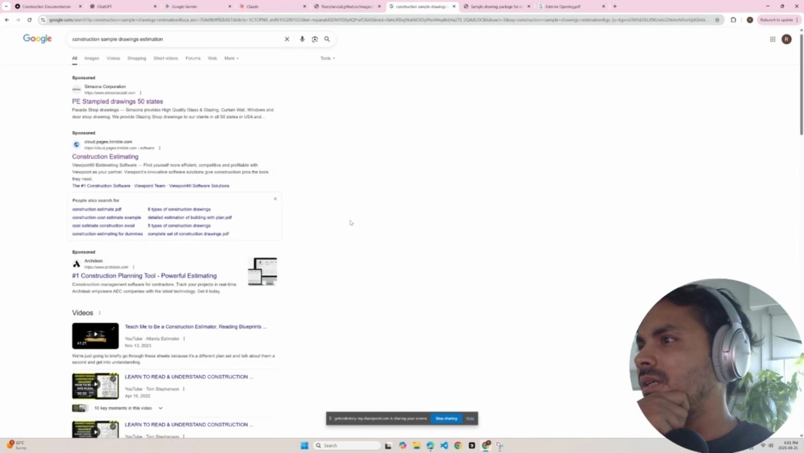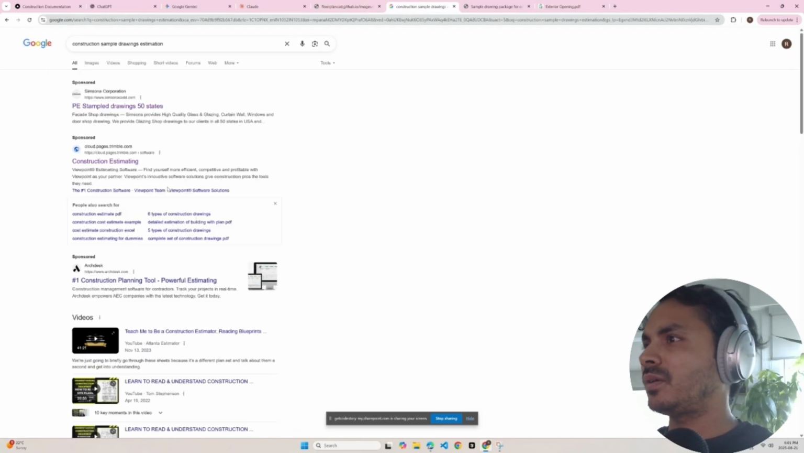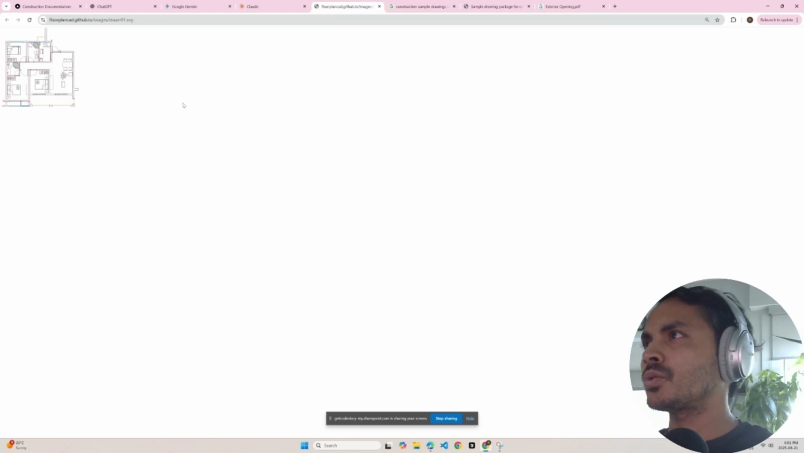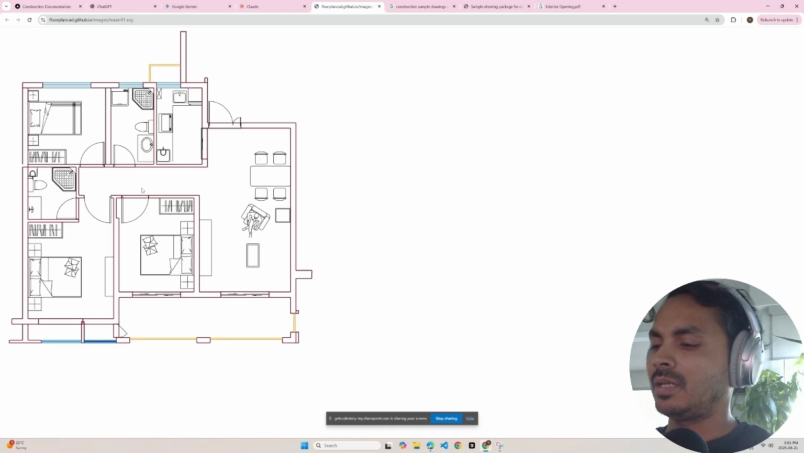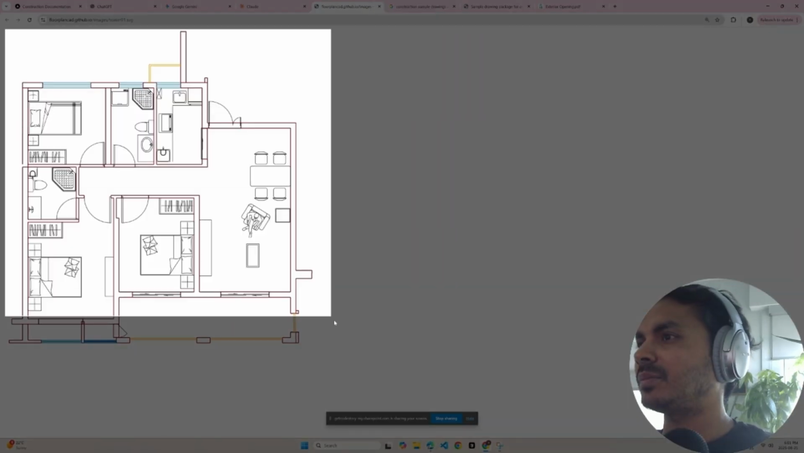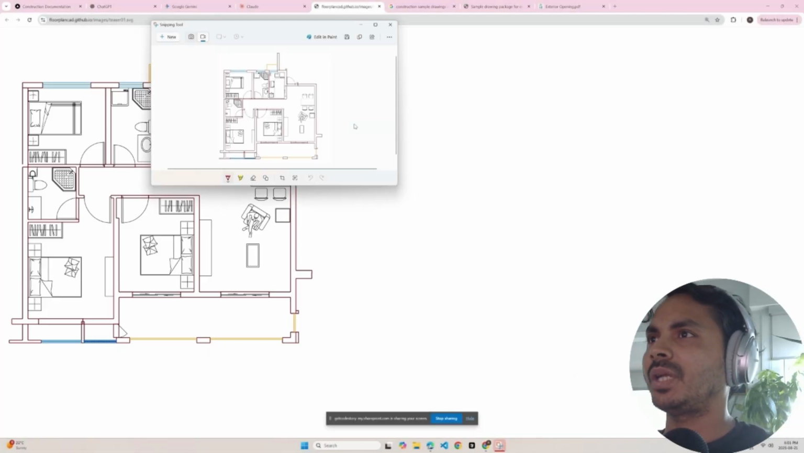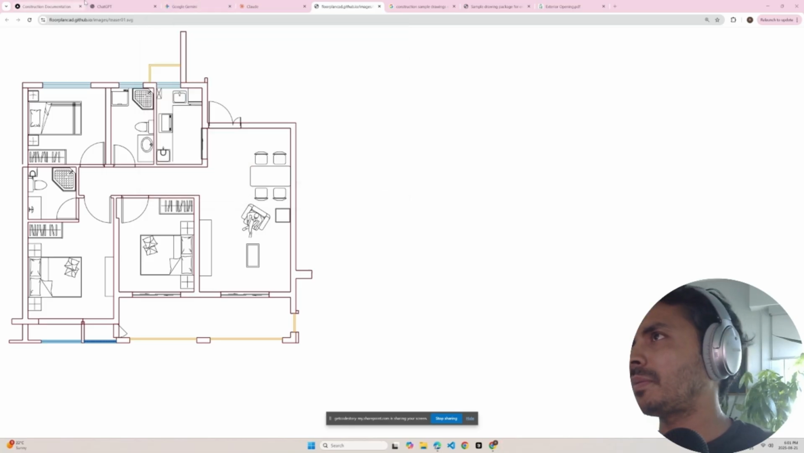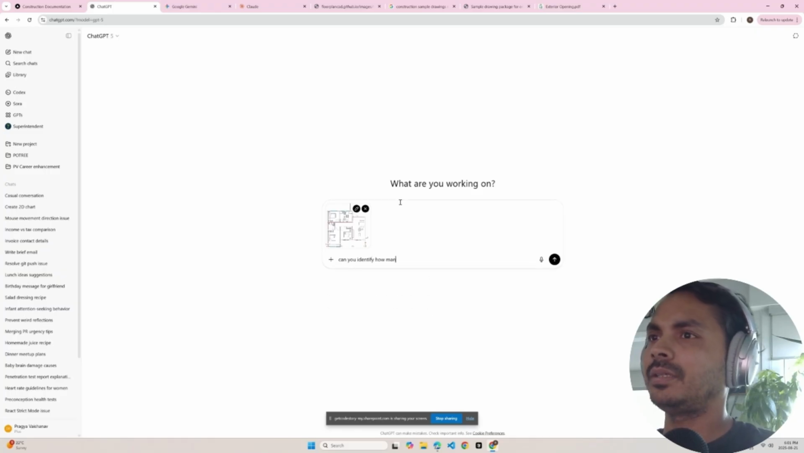So for the sake of this exercise, I've found a couple of sample drawings, and then we're gonna use those drawings for estimation. So here's one. My goal is to see if we can identify the number of rooms, right? Let's start with a very simple problem. I'm just going to copy this drawing. I could give the PDF to AI, but for the sake of this experiment, we'll just ask it, can you identify how many rooms are in this drawing?